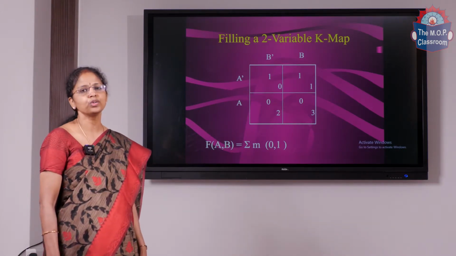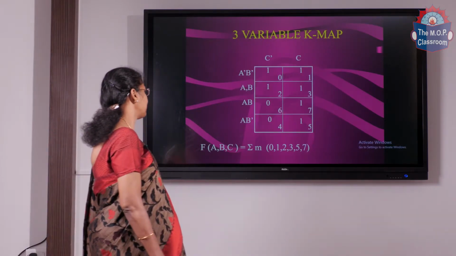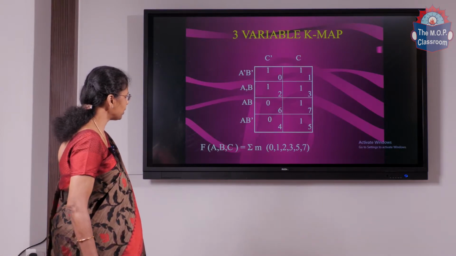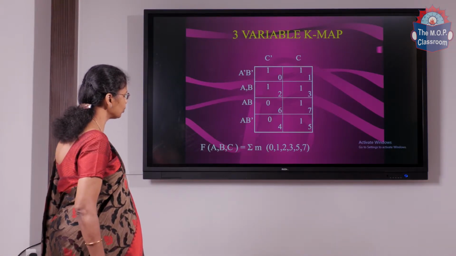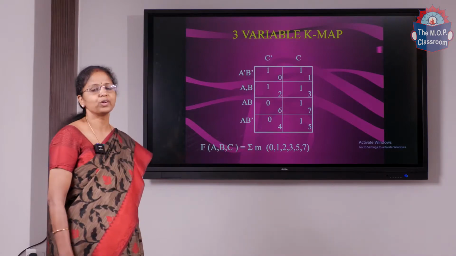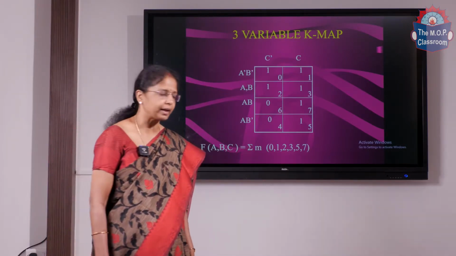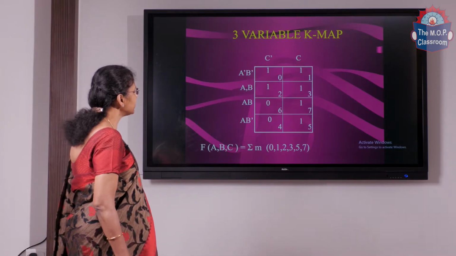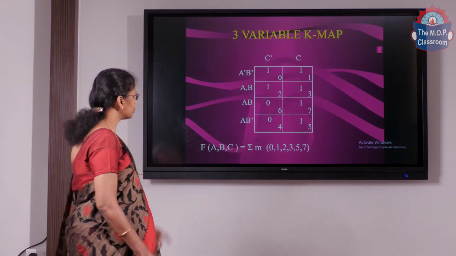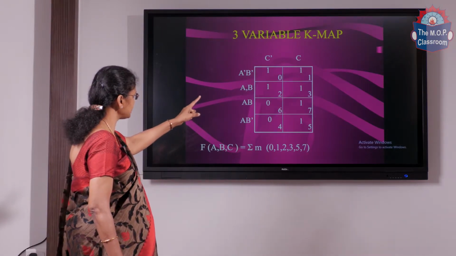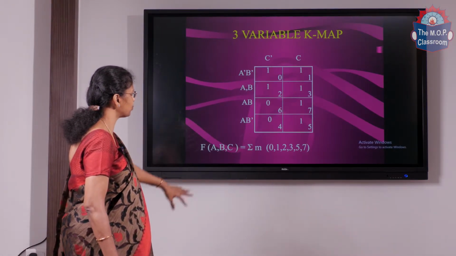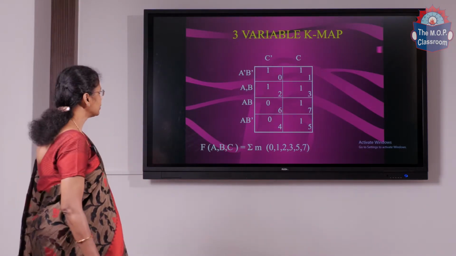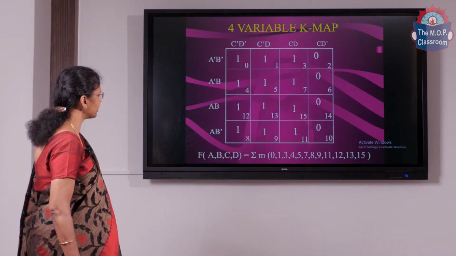Now, let us see how to fill a 3 variable K map. Here the Boolean function is summation m 0 comma 1 comma 2 comma 3 comma 5 comma 7. What is the meaning? For these corresponding minterms, the output is high. So, these positions in the 3 variable K map are marked with 1. So, 0, 1, 2, 3, 7 and 5 are marked with 1 and the rest are filled with zeros. Next we will see how to fill a 4 variable K map.